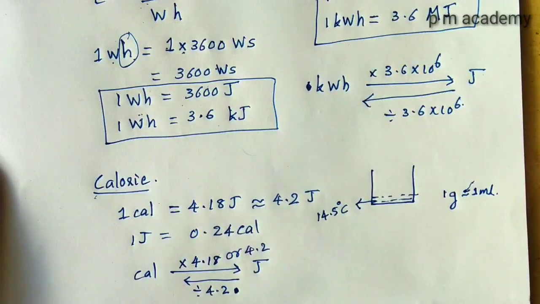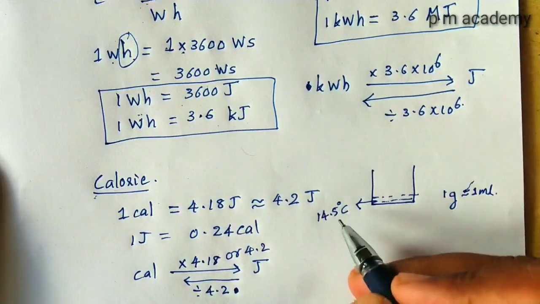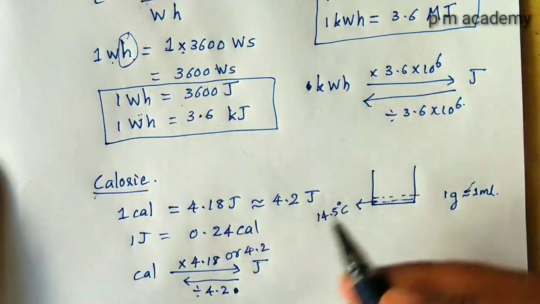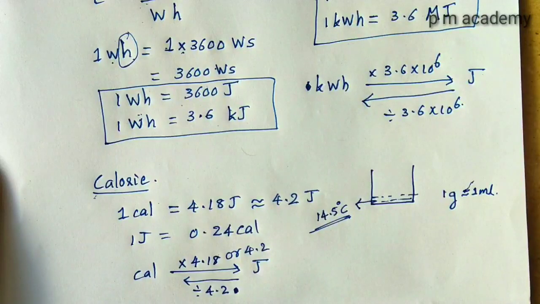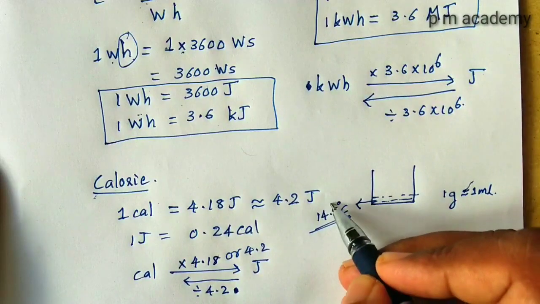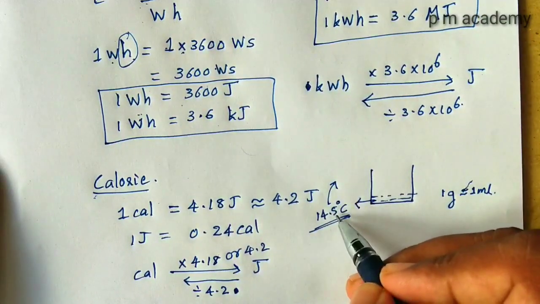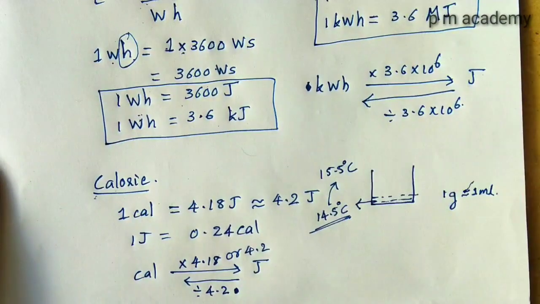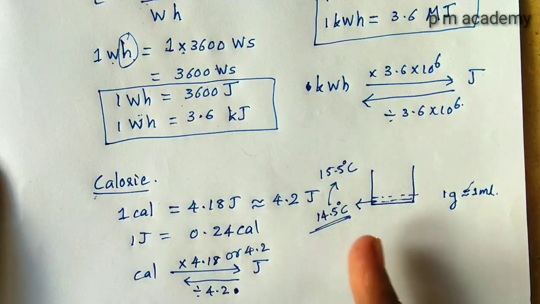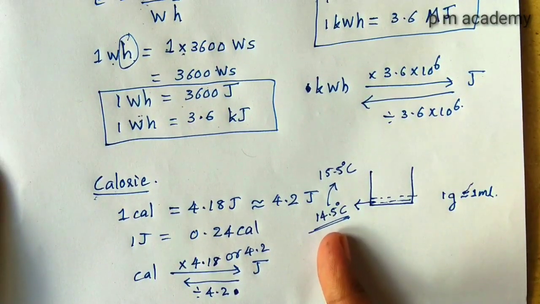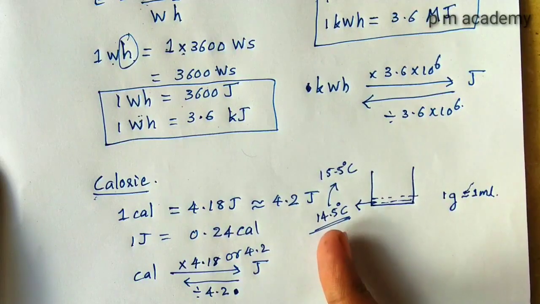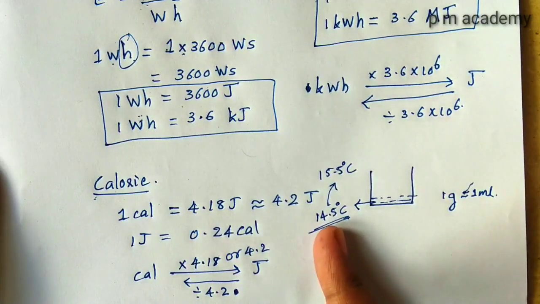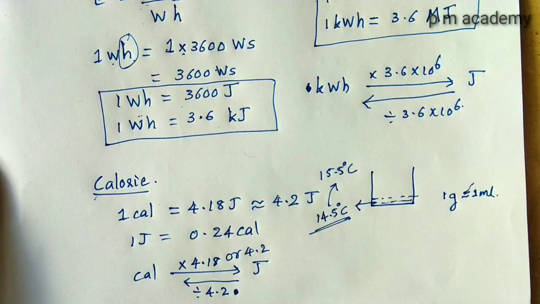Then assume that the temperature of this water is 14.5 degrees Celsius. Once more, I am taking 1 gram of water. Its temperature is now 14.5 degrees Celsius. Remember the number 14.5 degrees Celsius. I am going to increase the temperature of this water from 14.5 degrees Celsius to 15.5 degrees Celsius.